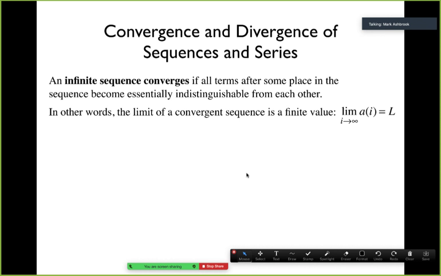So this is the idea of a limit. In other words, the limit of a sequence that converges is a finite value. This is our limit notation, and here is our sequence in function notation. This is saying: look at what this sequence of terms does as I goes to infinity. If it gets infinitely close to a particular number, always getting closer and closer, then we call that number L the limit of the sequence.